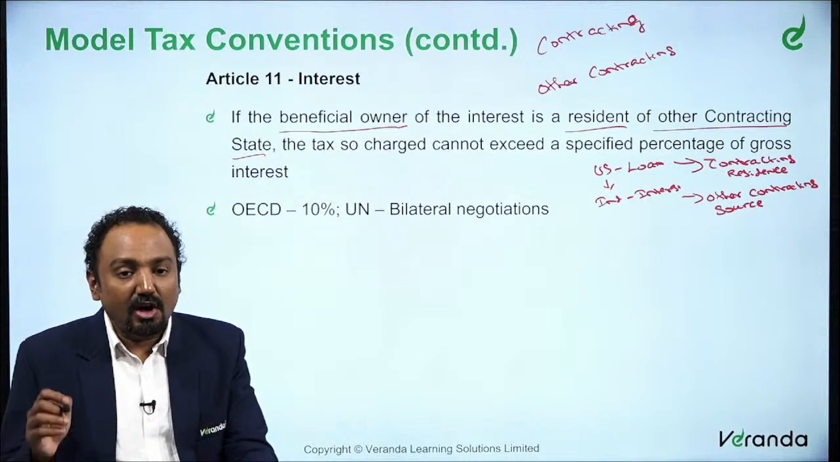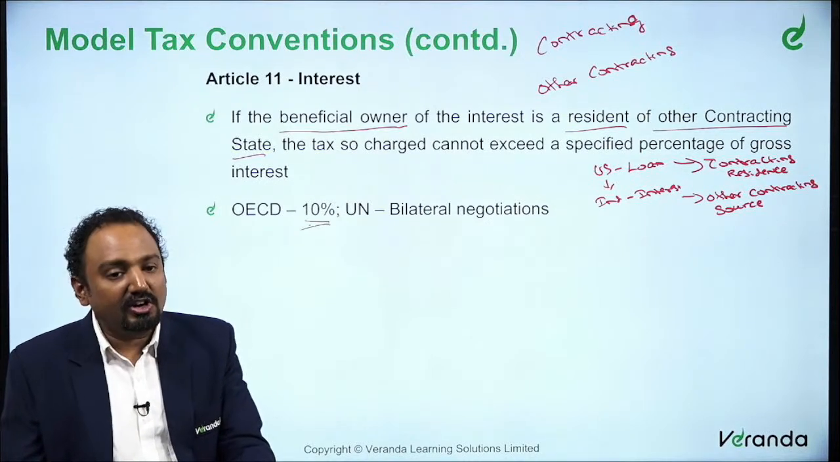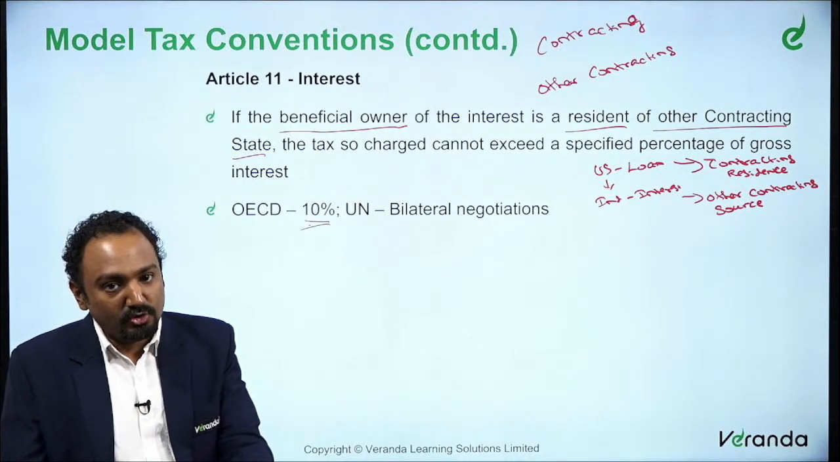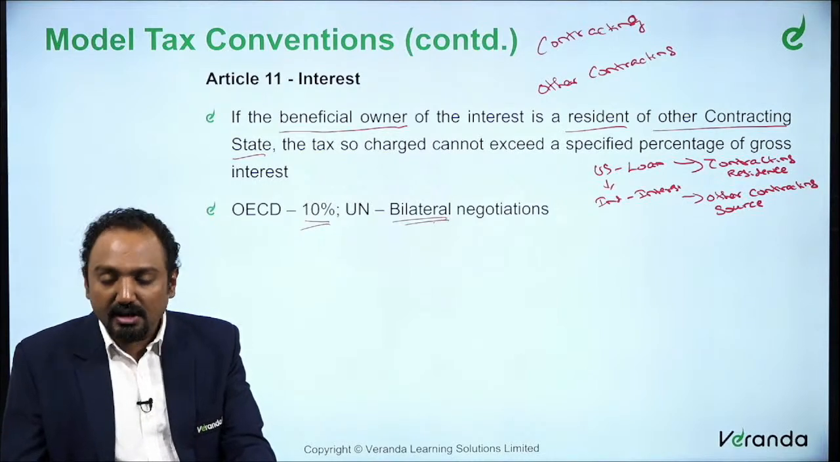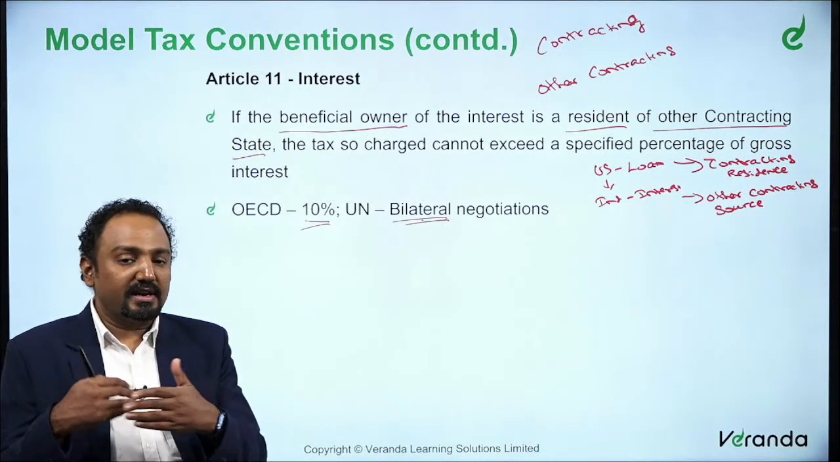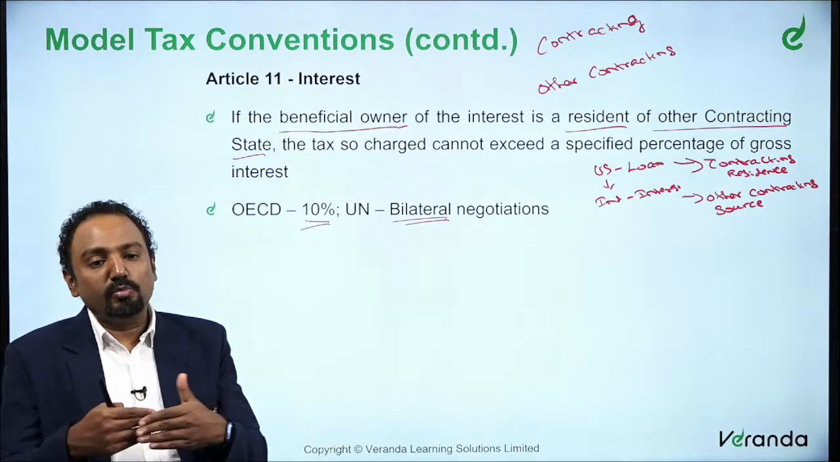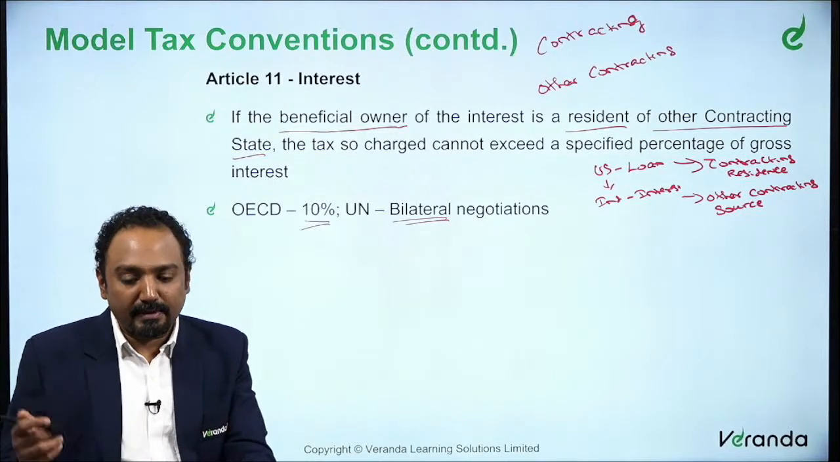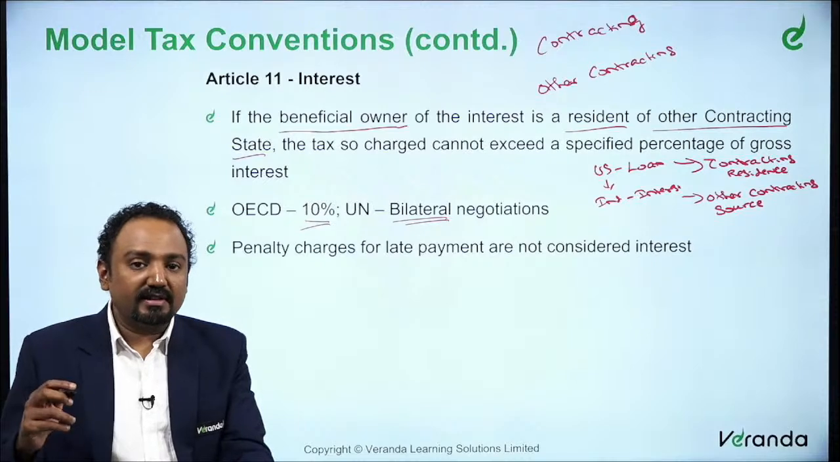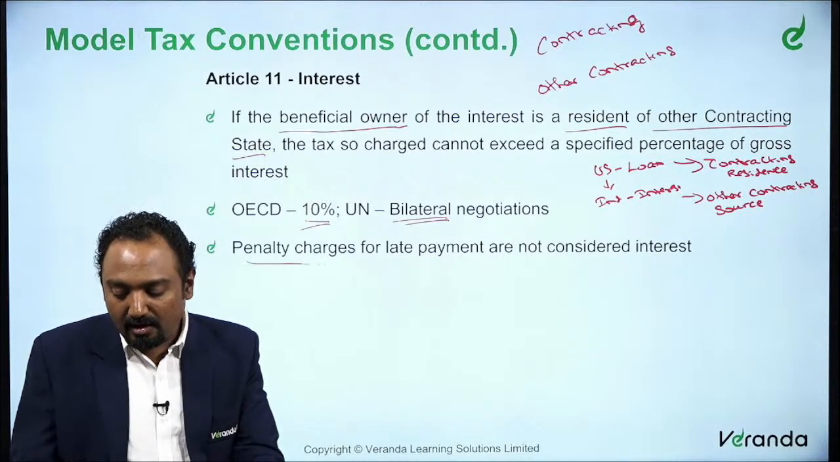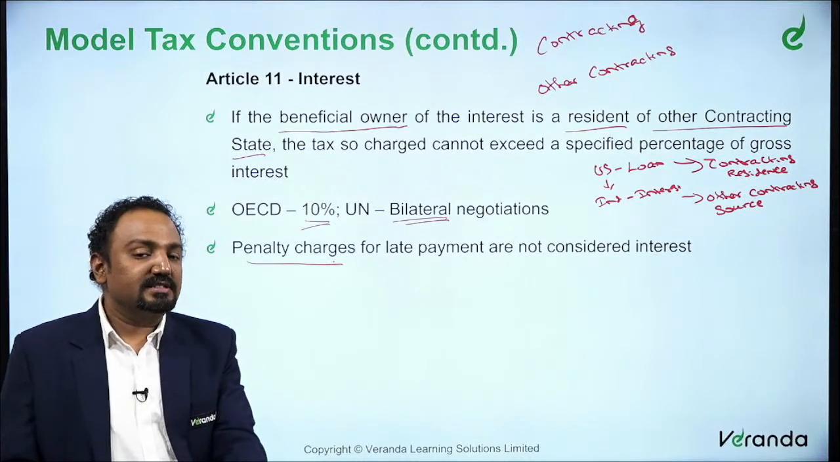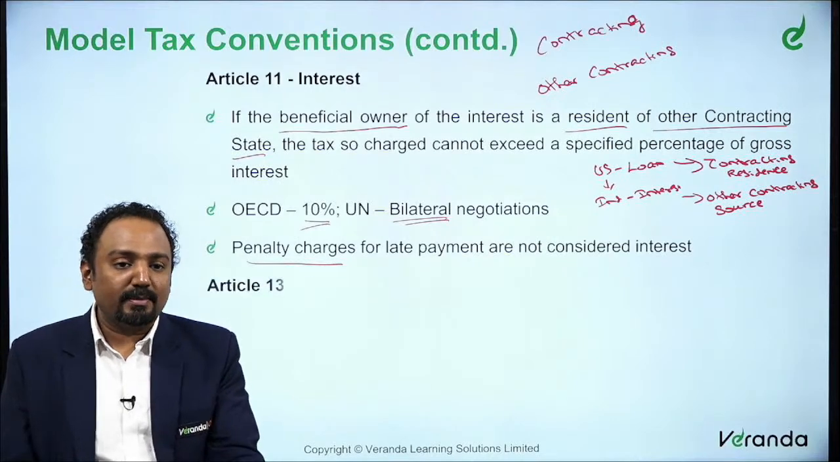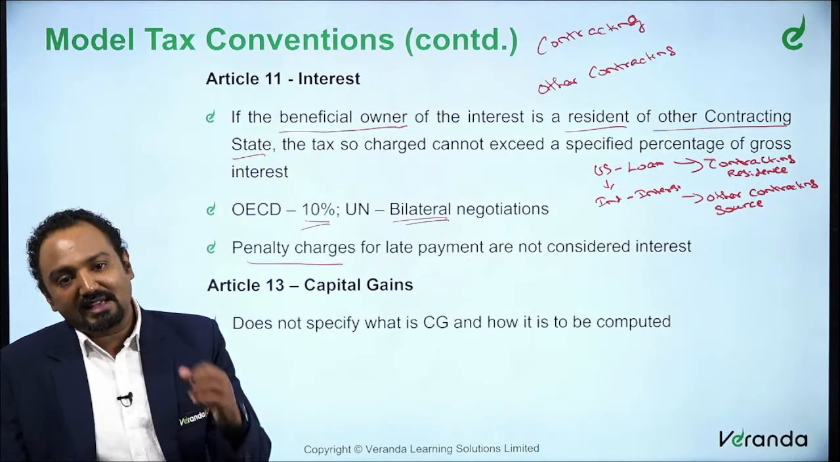In such a case, OECD says such rate cannot be more than 10%, whereas the United Nations says you discuss between those countries. When you are entering into a tax treaty, you both discuss and come out with a particular tax rate. And any penalty charges for late payment are not considered as interest. So that will not be considered as interest payment under Article 11. So that is Article 11.